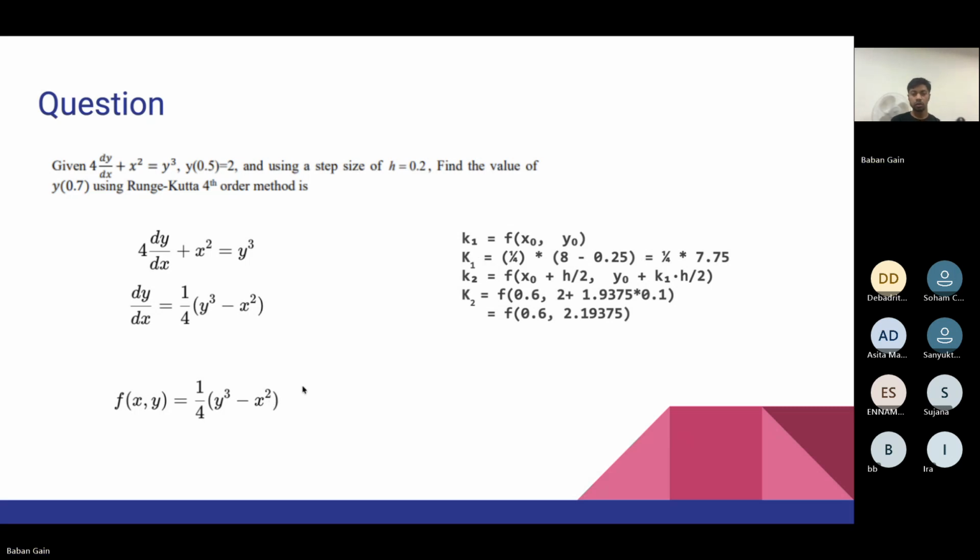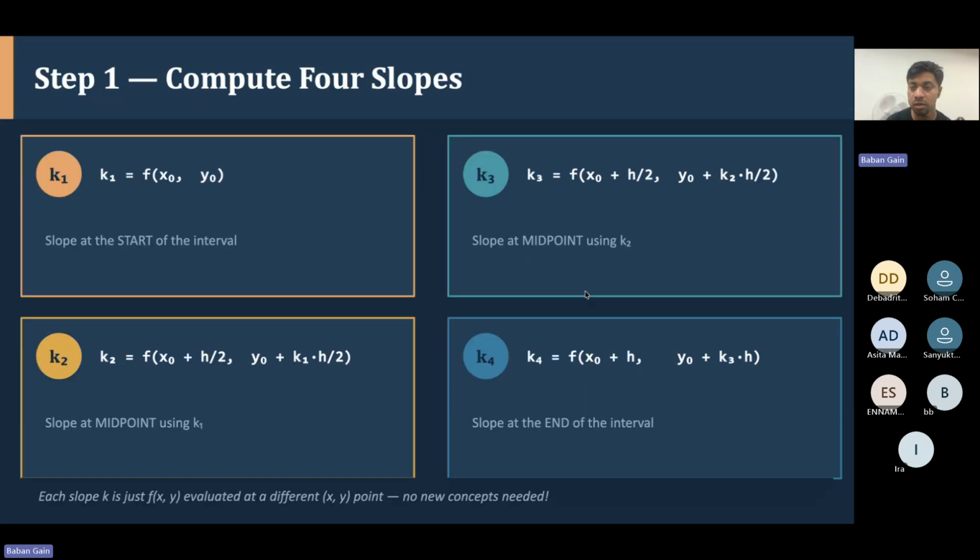2 cube is 8 and 0.5 square is 0.25. All right, so 1 by 4 multiplied by this. 8 minus 0.25 is 7.75. So after solving the equation, you will get this value, 1.9375. But you remember what you have to do here? You have to add. So here, just a second.